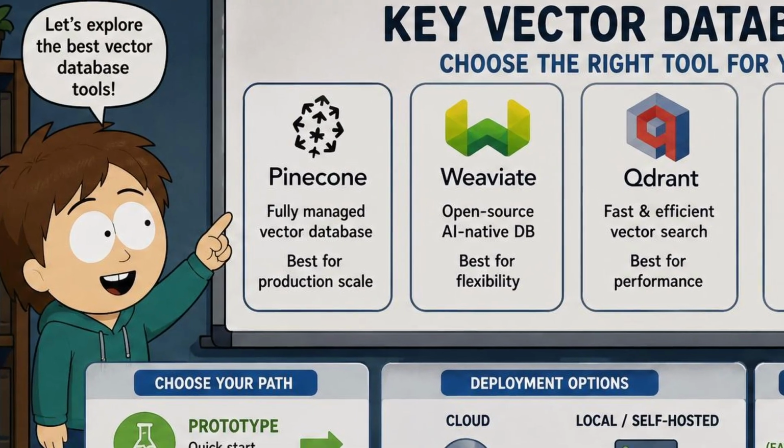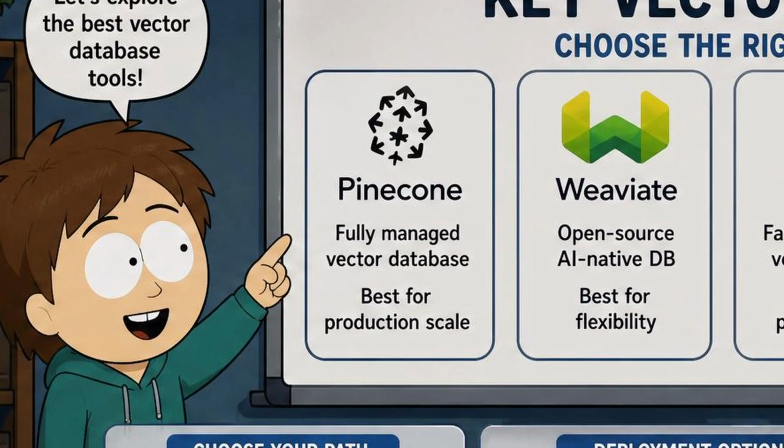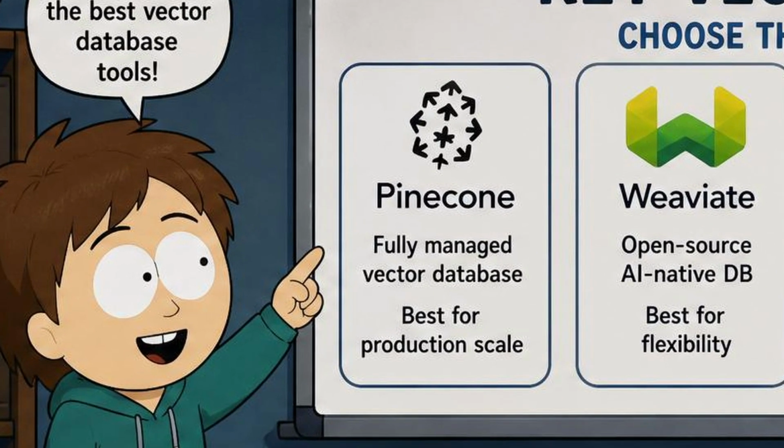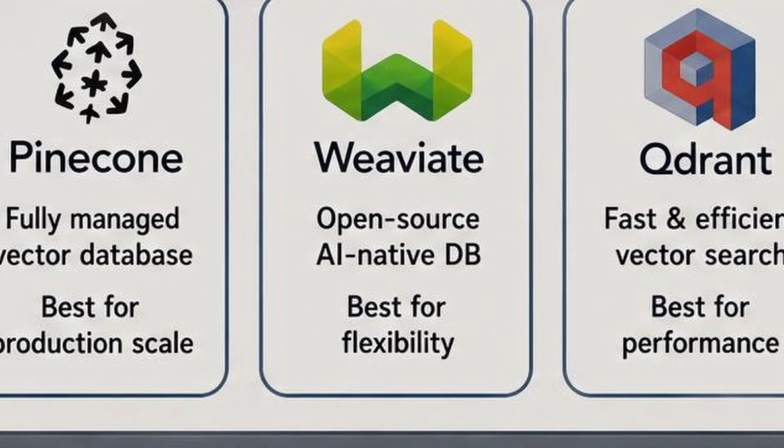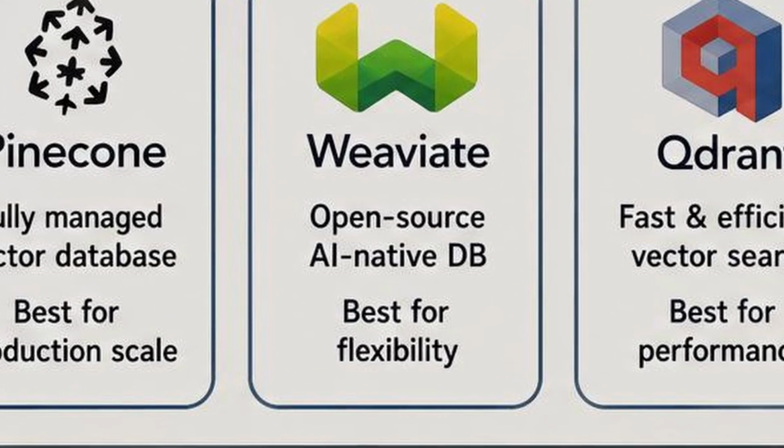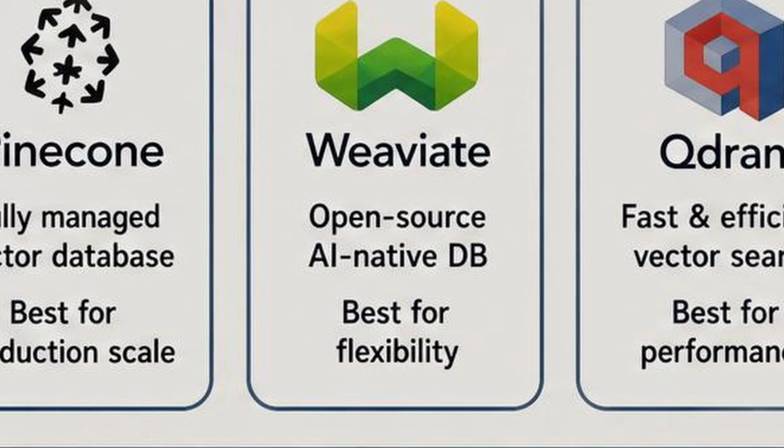So, the first one we are going to talk about is Pinecone. It is a fully managed system. You don't need to worry about the servers and scaling. You just use it out of the box. It is easy and reliable, but you don't control the infrastructure. The second one is Weaviate, which is open source and flexible. You can run it yourself or use it in the cloud, and it gives you more control and customization.